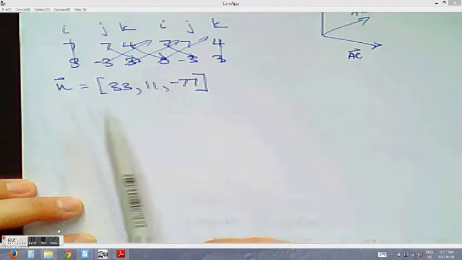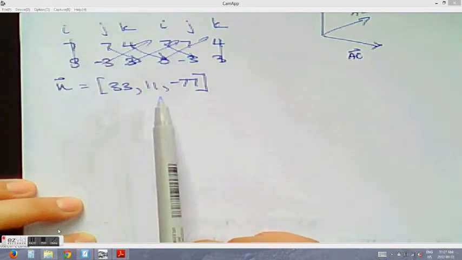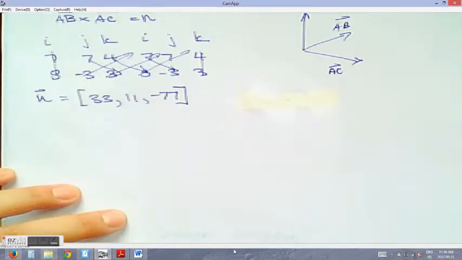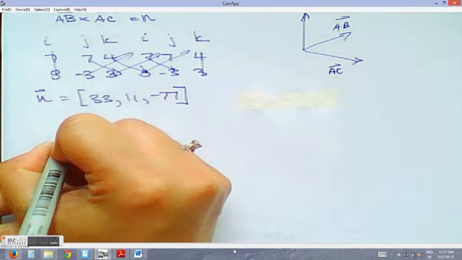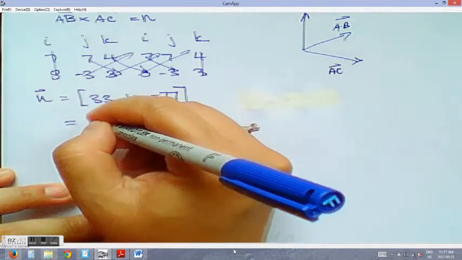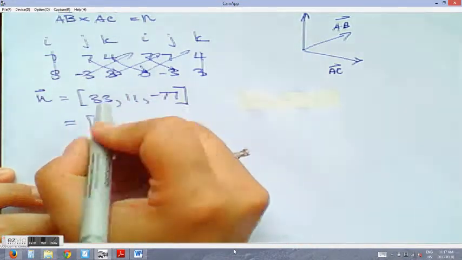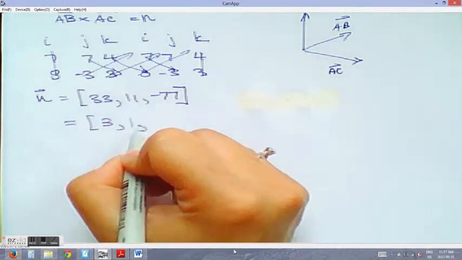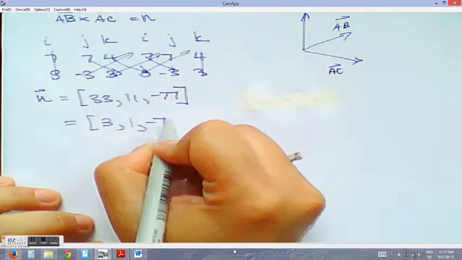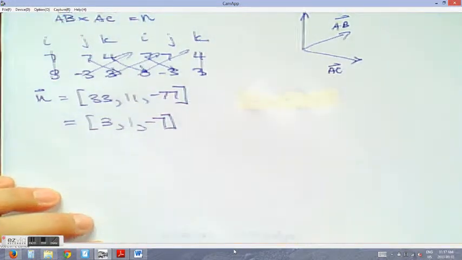For the normal, I got 33, 11, and -77. So what we can do is actually reduce that by dividing everything by 11. So it's 3, 1, and -7. There's our normal.